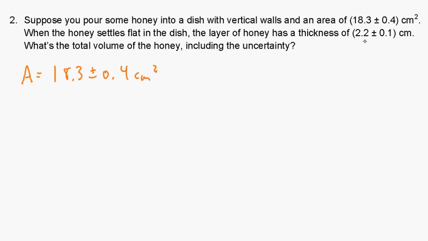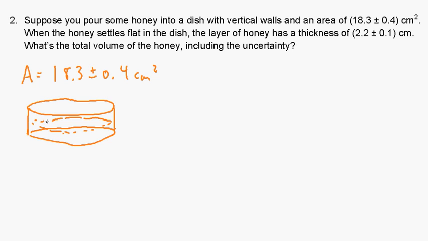An area is 18.3 plus or minus 0.4 square centimeters, and when the honey settles flat out in the dish, the honey has a thickness of 2.2 plus or minus 0.1 centimeters. So what it is, very simply, is a little dish like that, and this is a horrible drawing, of course. There's the inside, and so the honey settles down into a layer, about that thick.